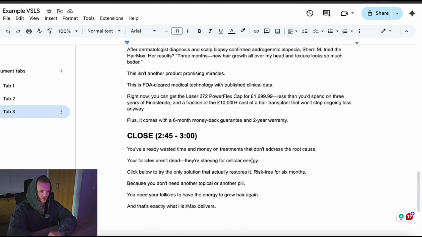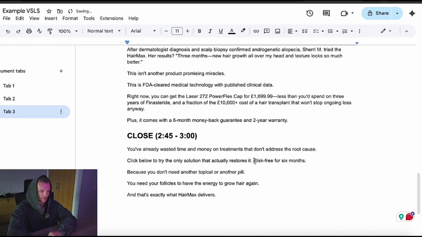You've already wasted money and time on treatments that don't address the root cause. Your follicles aren't dead. I'm going to remove that part just to get to the CTA.